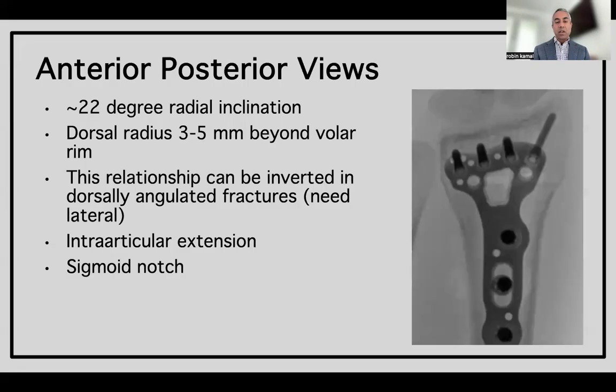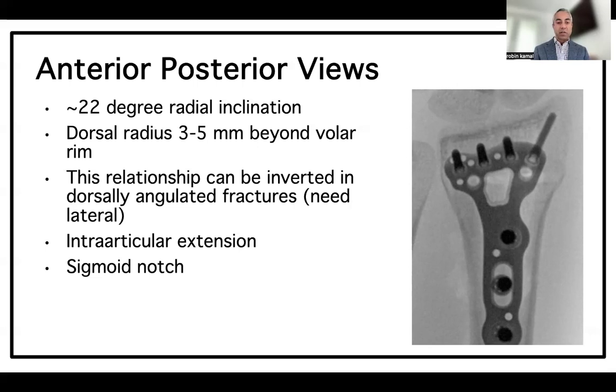So first with imaging, on an AP of a distal radius, there's approximately 22 degrees of radial inclination. The dorsal distal radius is typically projected more distally than the volar rim in normal anatomy, somewhere around 3 to 5 millimeters. This relationship can be inverted if the distal radius fracture is angulated in extension, and so you need a lateral view to evaluate that.